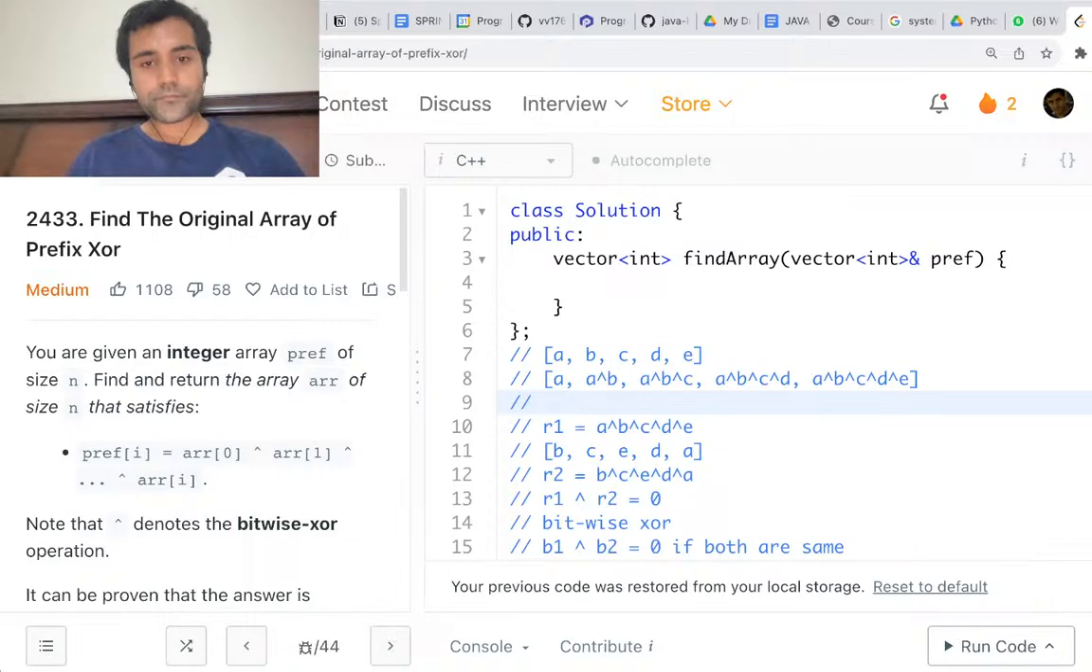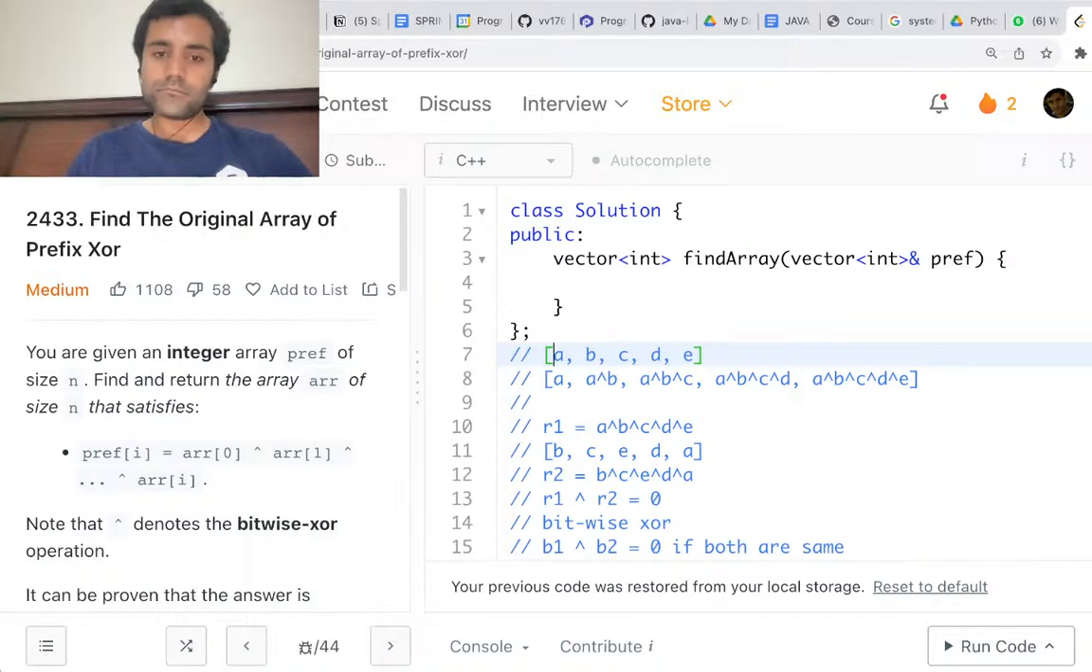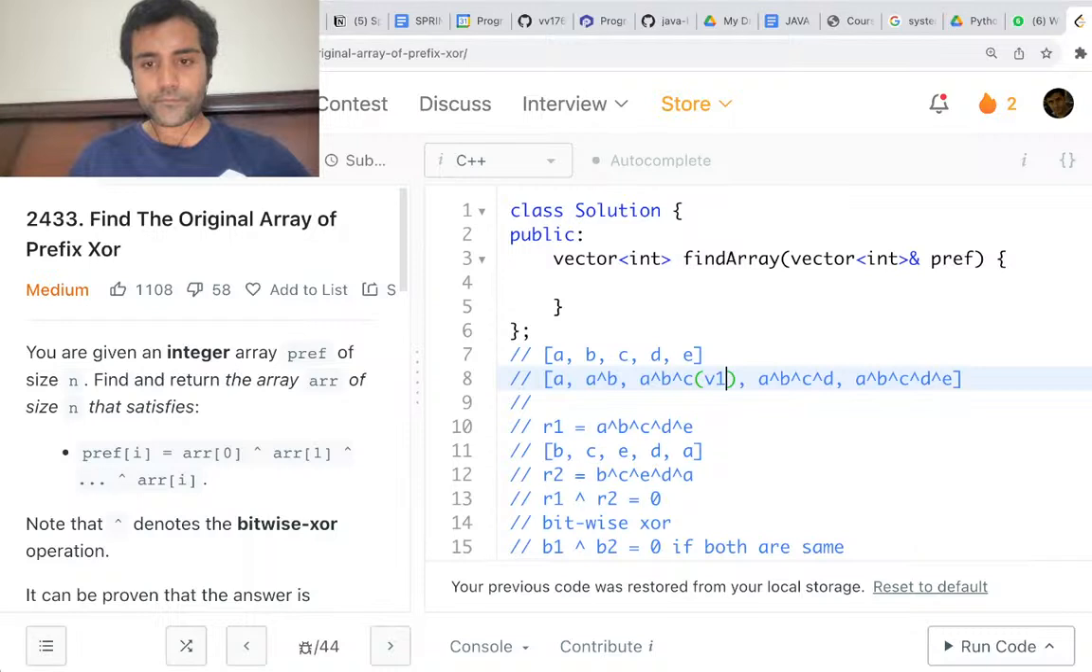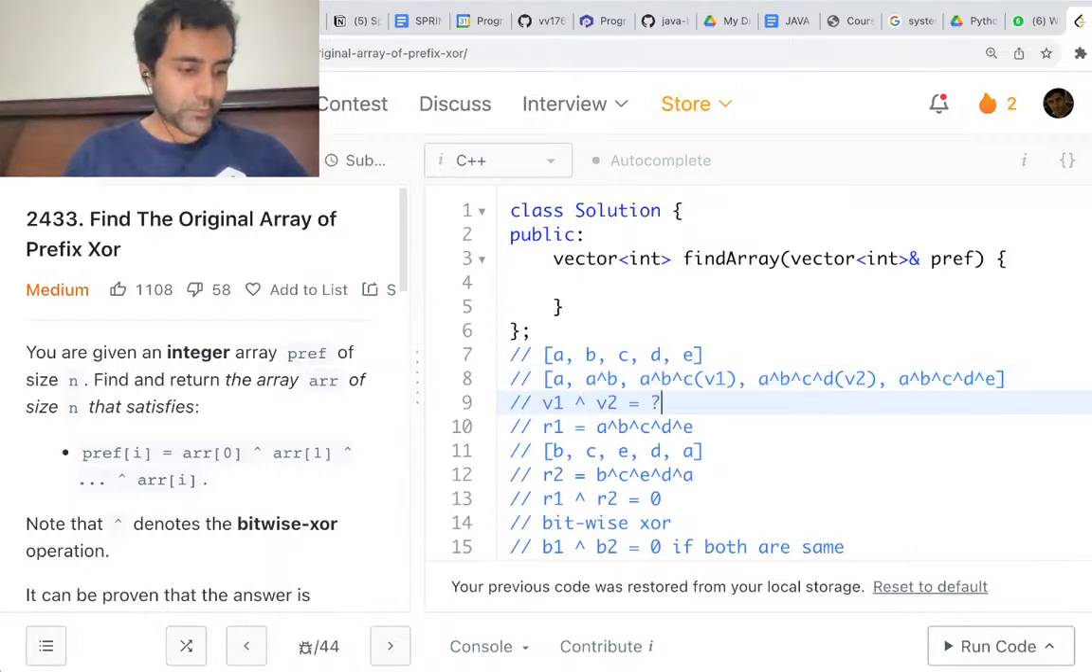See guys, what would have been the prefix XOR till this part? It would be A XOR B XOR C XOR D, which is present over here. Similarly, what would have been the XOR of this much part? A XOR B XOR C, which is present over here. If I call this thing value 1 and this thing value 2, can you tell me the result of value 1 XOR value 2?